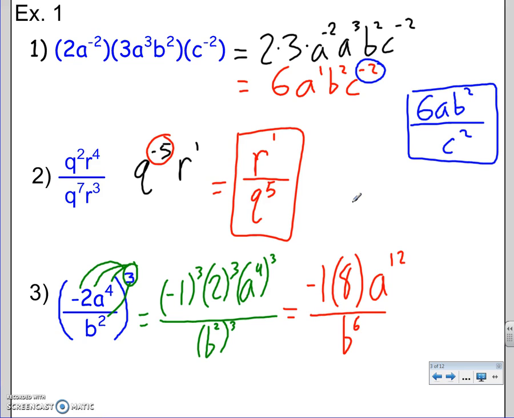And I will fix that front part. Negative 1 times 8 is negative 8. Negative 8a to the 12th over b to the 6.